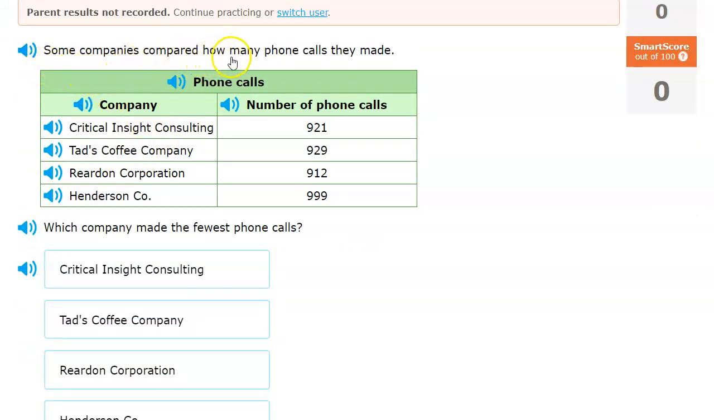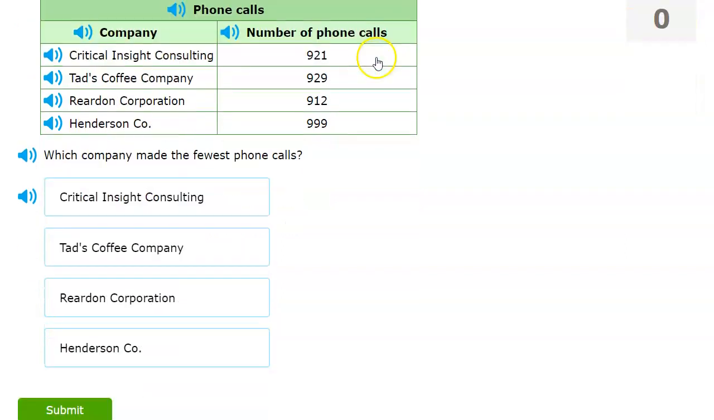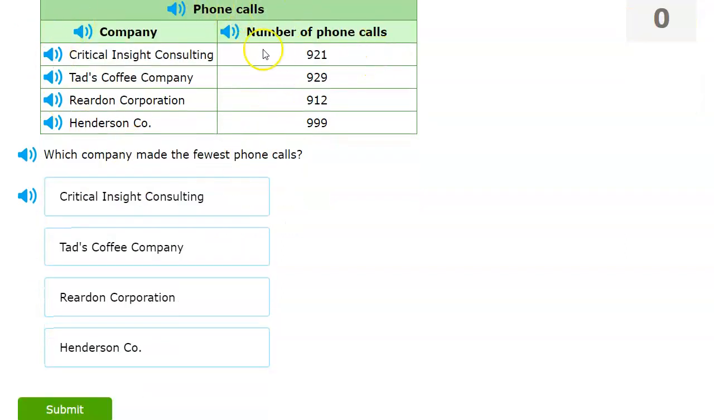Some companies compared how many phone calls they made. So we've got phone calls is the name of the chart. Here's the company name. Here's the number of phone calls they made. Which company made the fewest phone calls? So we need to compare these numbers and find the smallest. Start in the hundreds space. We've got 9 for all of them. So move over. 2, 2, 1, 9. AKA 20, 20, 10, and 90.